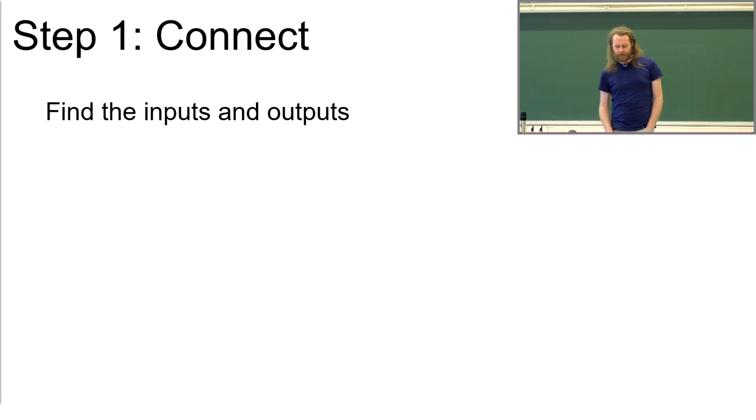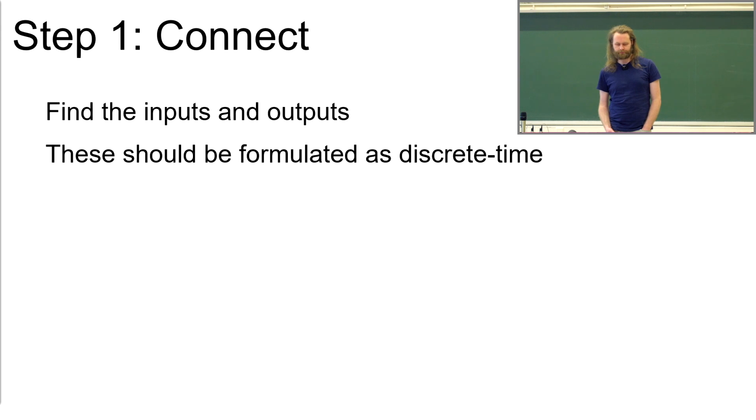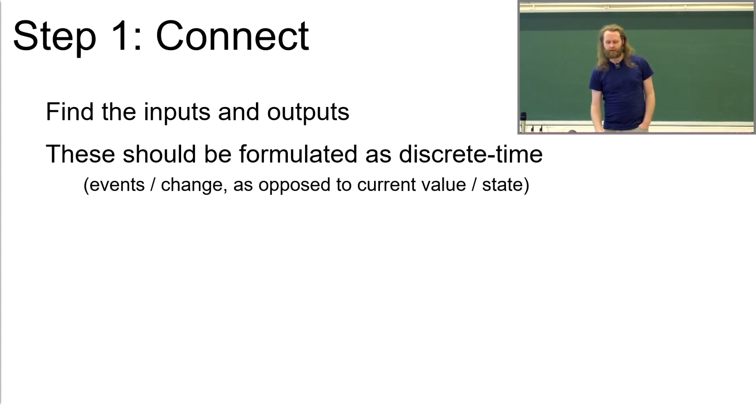So let's get to the interesting parts. We need to find the inputs and outputs of our process, because our program needs to depend on the outside world, and it needs to affect the outside world. If it doesn't do that, then it's not really a program now, is it? Now, we do want these to be formulated as discrete time, so think events instead of the state of something.